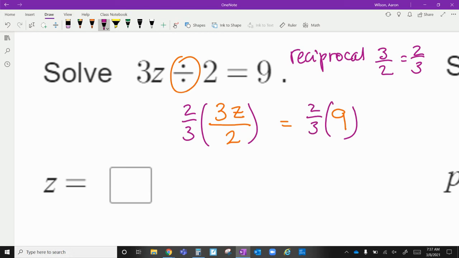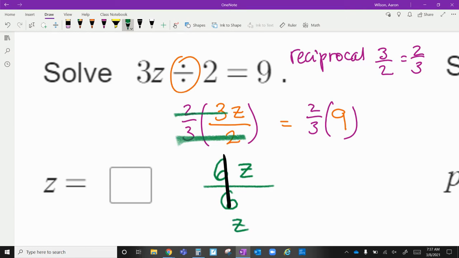And of course, the reason why I'm doing this, to point this out again, you are going to be doing 2 times 3z in this case, which gives you 6z. And then on the denominators, you have 3 times 2. Well, 3 times 2 is 6. Now look what you see. You see 6 over 6. What is 6 over 6? That's 1 whole. So now you have 1 whole z. Well, how do you write 1z? You just write a z.